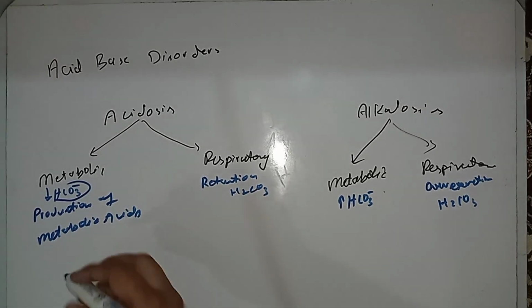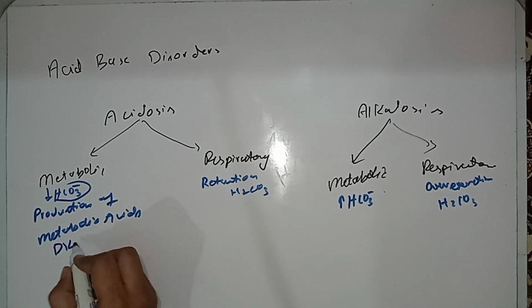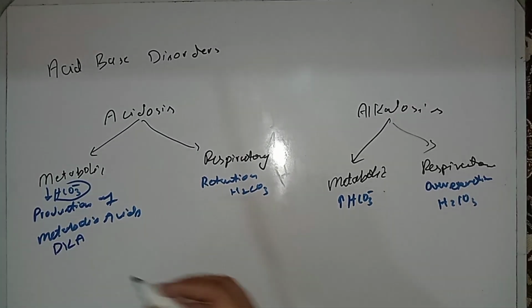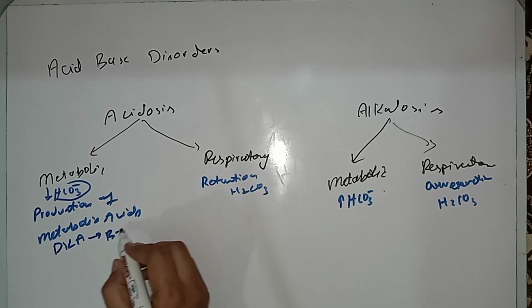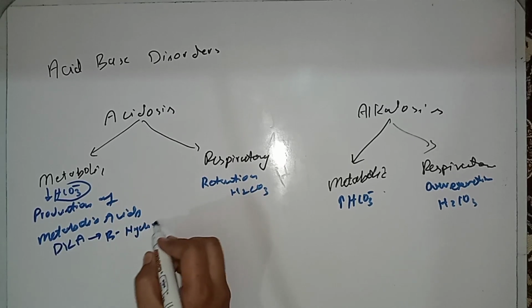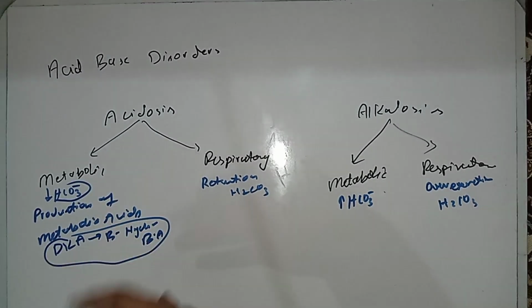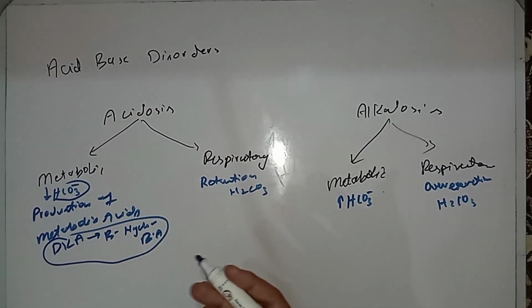So common causes of metabolic acidosis include DKA or diabetic ketoacidosis, in which beta hydroxybutyric acid is produced, and it leads to the acidosis inside the body. So DKA is a prominent cause of metabolic acidosis.